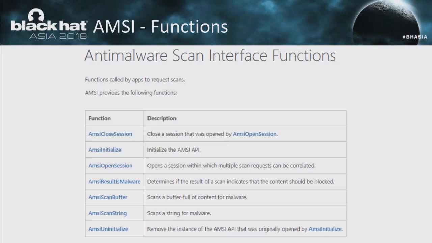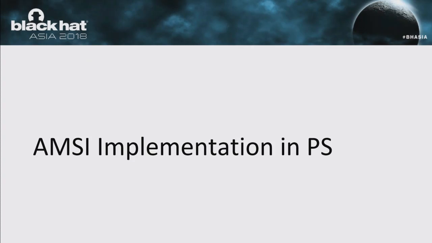And as for AMSI result is malware, which we're supposed to use to check if we're supposed to block content, well, this is just a macro from AMSI.h. So just check if it's larger than AMSI result detected. So now that we know how a developer would go about using AMSI, we need to take a look at how PowerShell uses AMSI. So let's take a look at PowerShell.